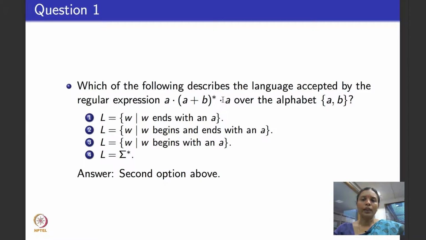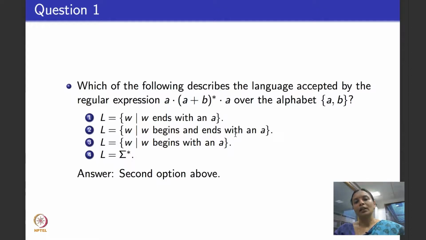If you go back and look at the regular expression, there is an a, and then this is the concatenation operator that I told you about, and then this is the union of a, b, starred. I explained this entity in the lecture. This means the set of all words over the alphabet a, b. It could begin with a, it could begin with b, it could have any combination of occurrences of a, b. But whatever it is, after that it's concatenated with another a. So to begin with, there is an a, then any word over a, b, and then it ends with an a. So the second option, which says the set of all words w that begin and end with an a, is the correct answer.